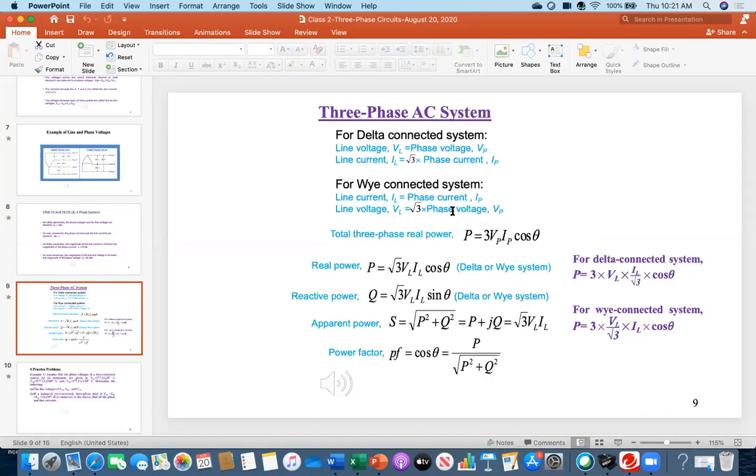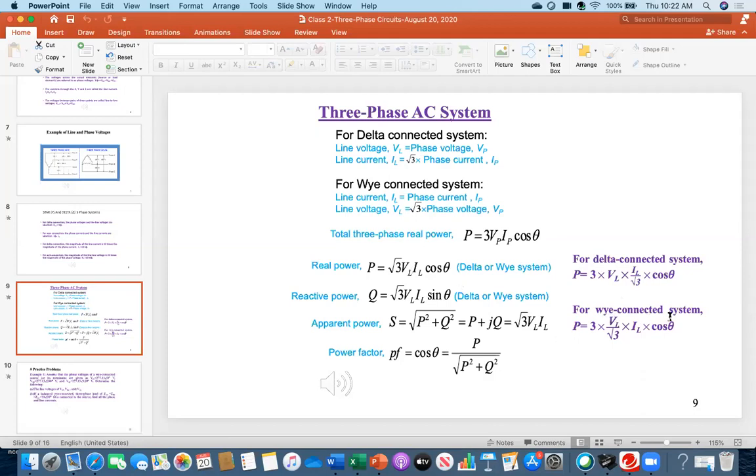Now I have to replace this Ip with a line quantity. Come back here: the line current IL is root 3 times Ip. So Ip is IL over root 3, and that's why, for this Ip, it is IL over root 3. Cos theta stays cos theta. Now this root 3 is here, but 3 is here, so it cancels and root 3 goes there. The expression is root 3 VL IL cosine of theta.